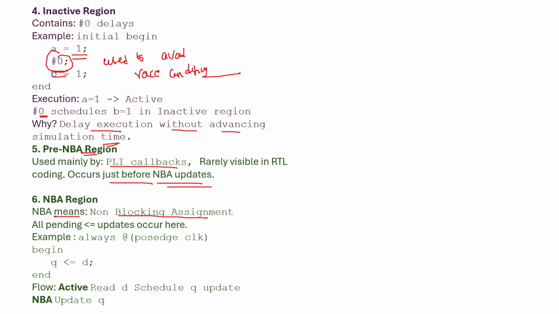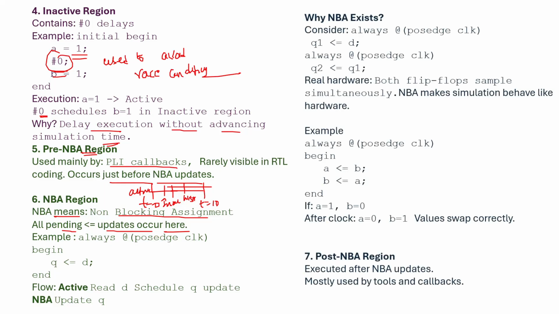NBA means non-blocking assignments. Then all pending updates occur here. That means whatever the active region evaluation is done, the non-blocking assignment updates will be taking place here in this NBA region. That means at t equal to 0, the active region will be taking place. And moving forward, at some t equal to 10, there is the inactive region, the NBA region, the pre-NBA region, and then the post-NBA region. So based on that, different regions will be executed here.